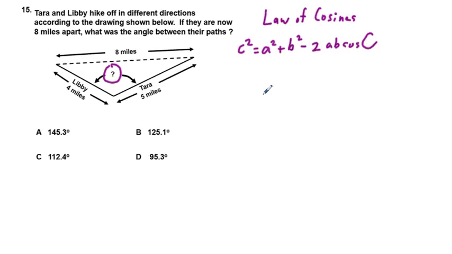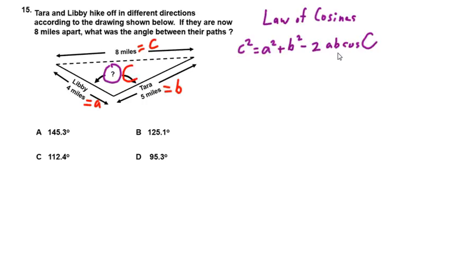And so like we did in problem 14, we were trying to solve for little c, so we had all the input at the right. But in this situation, we know everything except angle C. And so let's go ahead and label the proper portions. We're going to have 4 miles equal our A. 4 miles is A. 5 miles is our B. And 8 miles is our C. And that's little c. And big C we don't know.